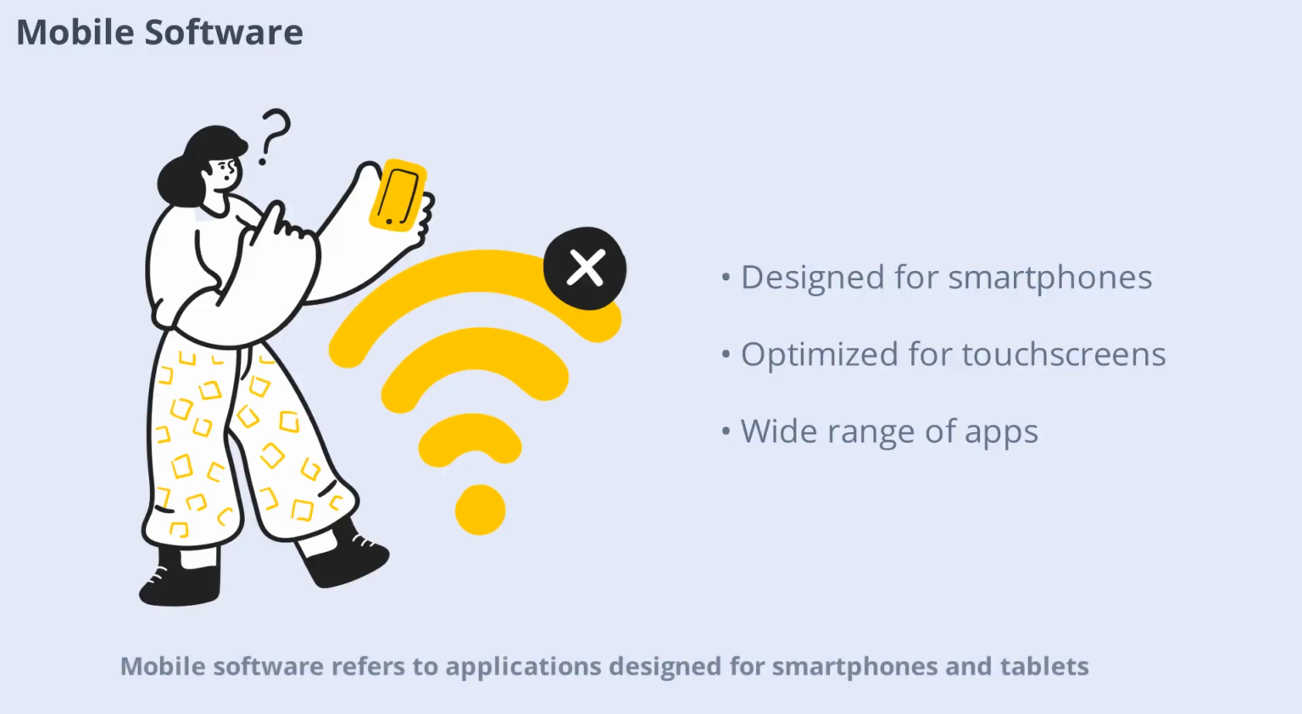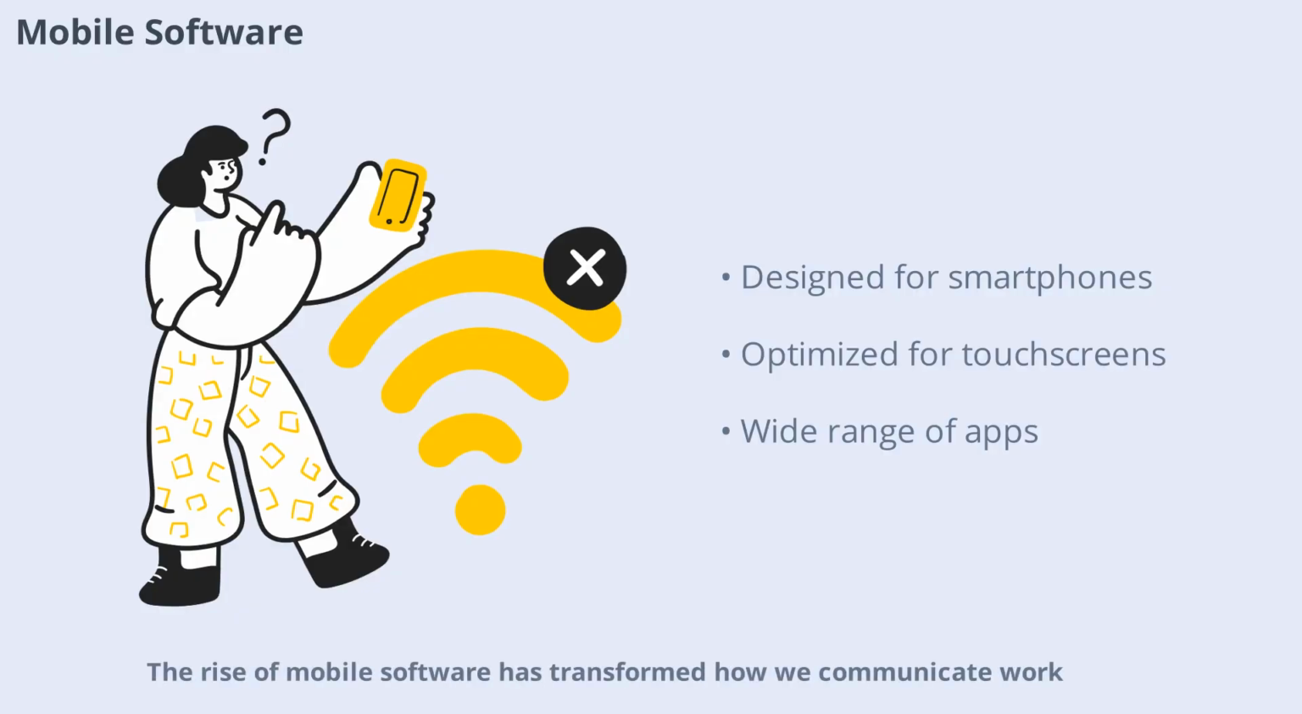Mobile software refers to applications designed for smartphones and tablets. These apps range from social media platforms to productivity tools and games. Mobile software is optimized for touchscreens and smaller devices, providing users with powerful features on the go. The rise of mobile software has transformed how we communicate, work, and entertain ourselves.